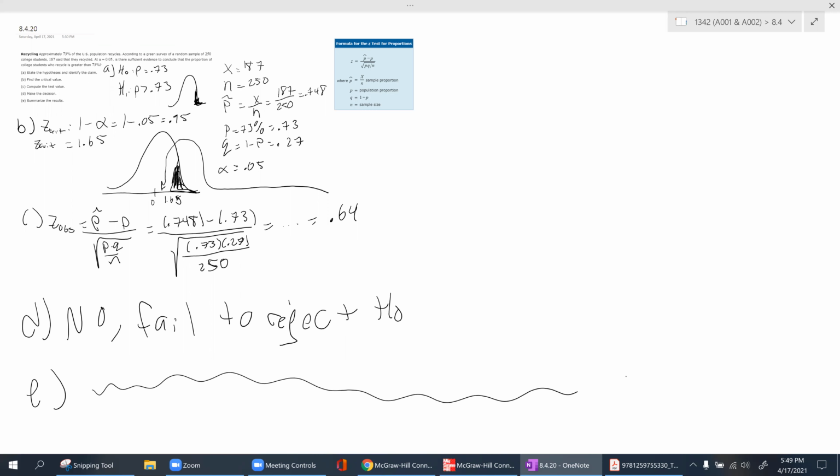Something like this is what you would need to show. All these steps is what you would be required to show for your exam.